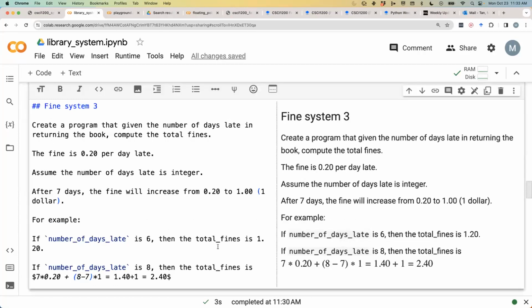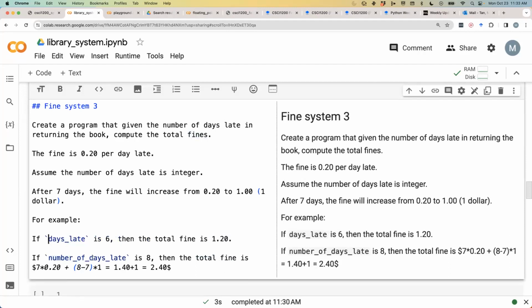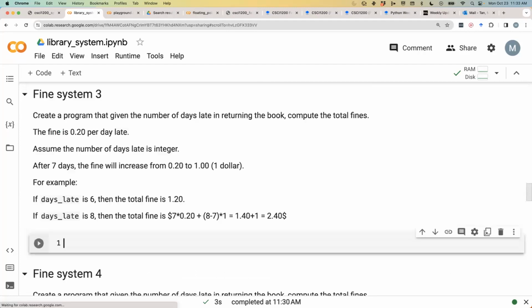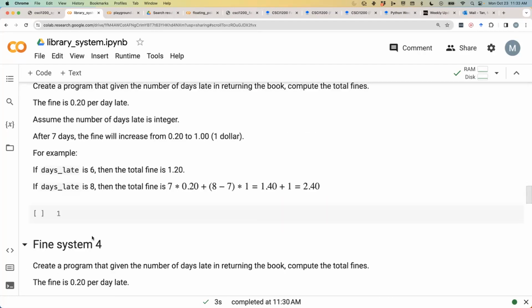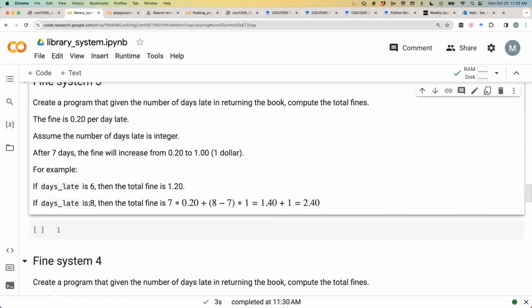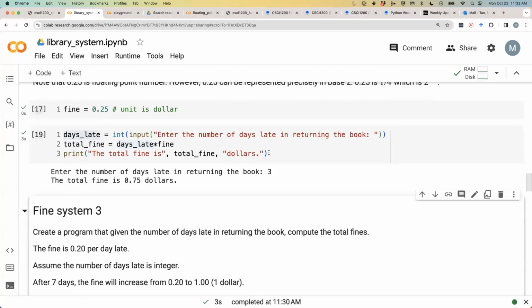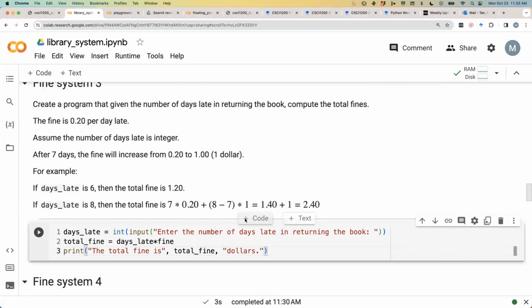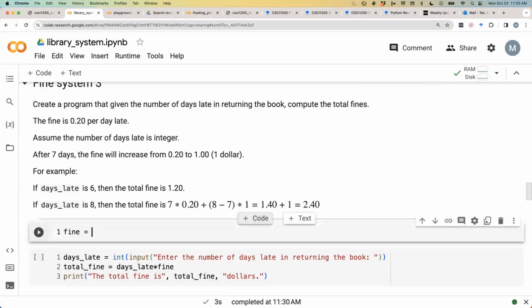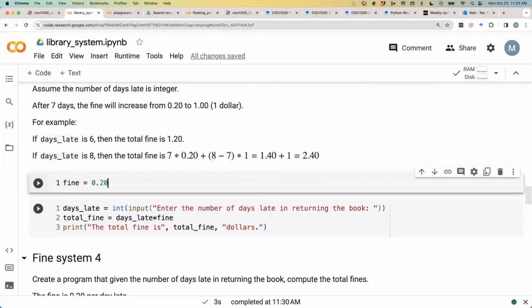Okay. So here, change. So this will represent the number of days late. Just being consistent here with the above, where I put days late here. All right. So now how do we write this program? So here, we're going to do a standard version. And here, we're going to do fine equals 0.20. So this will be the fine.